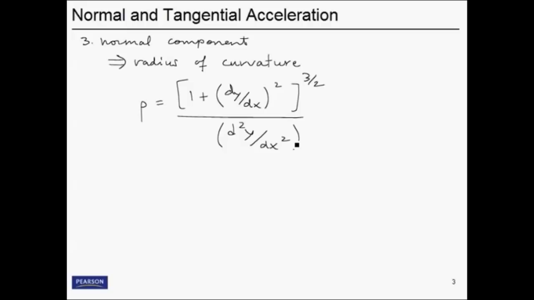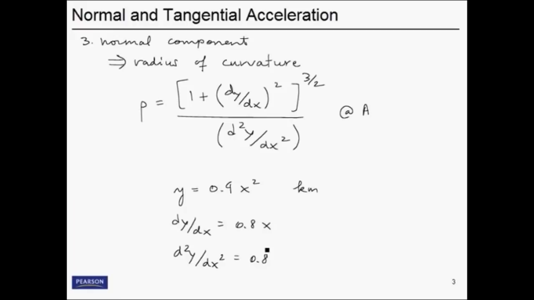Okay, so what we need here is to use that equation which describes the parabolic path and go ahead and do some derivatives and then see what we get. I should say that we're going to evaluate all of this at point A to get a numerical value for the radius of curvature. Alright, so let's go ahead and look at this. We know that the shape of the curve is y equals 0.4 x squared, and this actually has units of kilometers. So that means dy dx is going to be 0.8 times x, and then d squared y dx squared is just equal to 0.8.